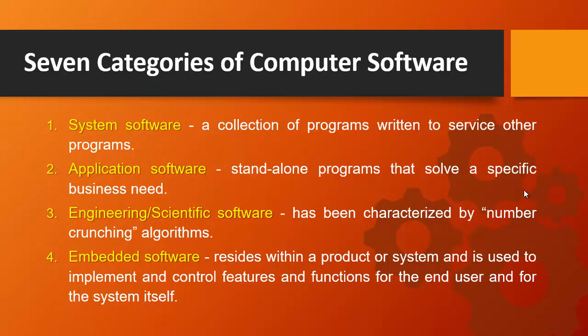Second is the application software. An application software is a standalone program that solves a specific business need. Examples of this software are POS or point of sale applications used in restaurants. Your Lazada app, if you have one installed in your phones, is also an example of an application software. Another example is the software used in ATM machines.